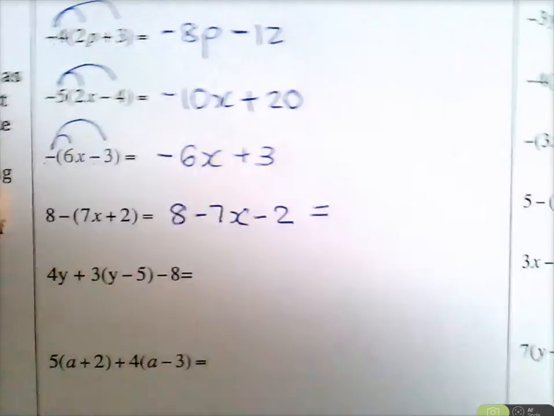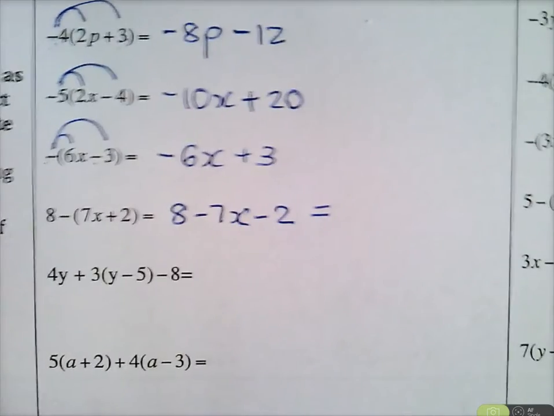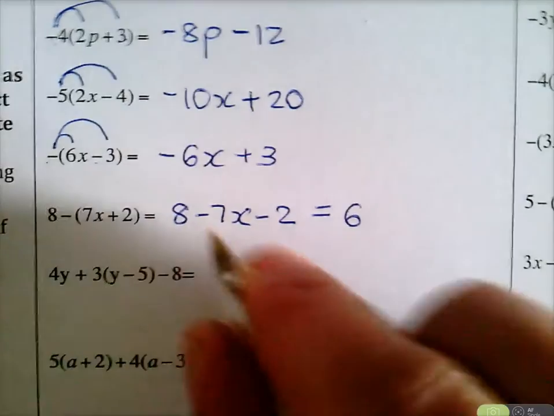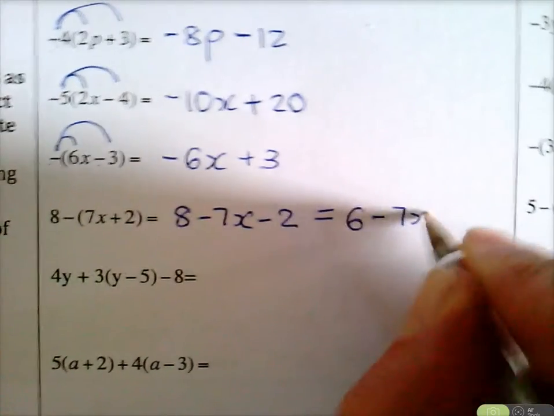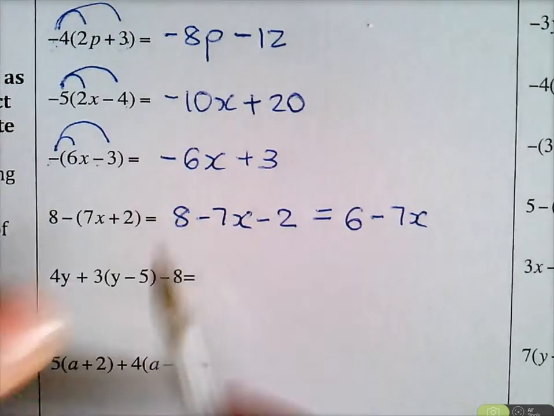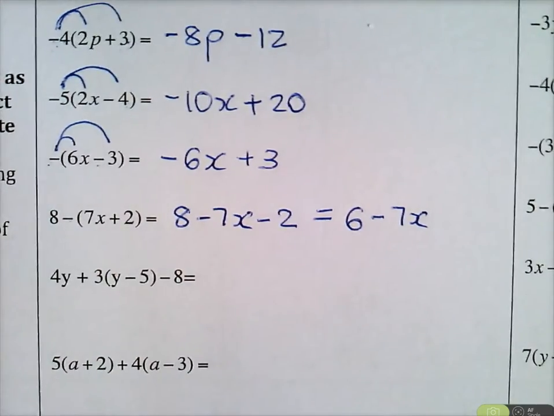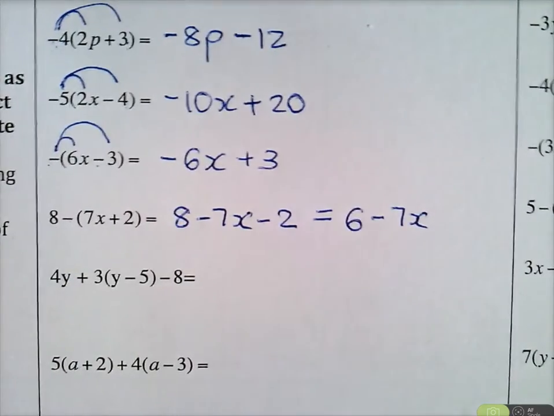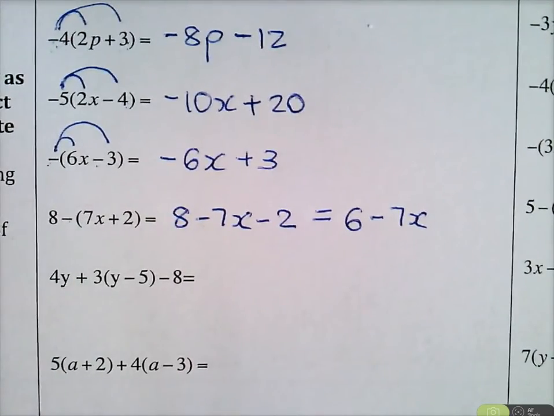So girls, I need to collect like terms here. 8 take away 2 is 6. Then we've got minus 7x. Are we okay with that? So it's 8 take away 2. They're like terms because they're just numbers. 7x means 7 lots of x.